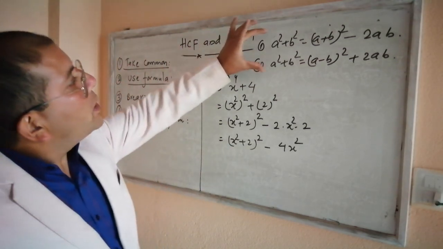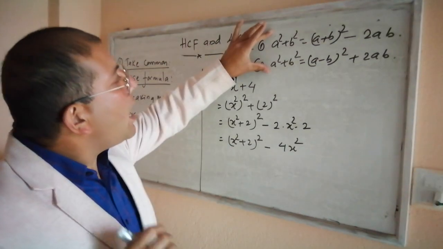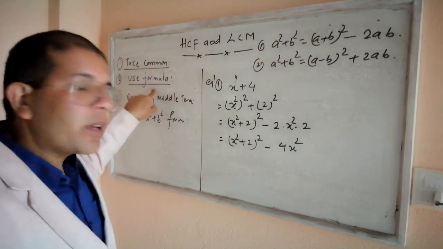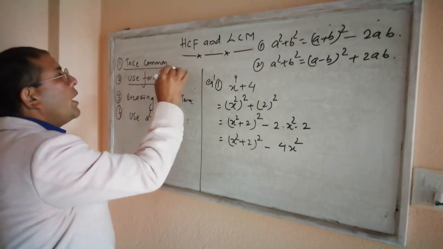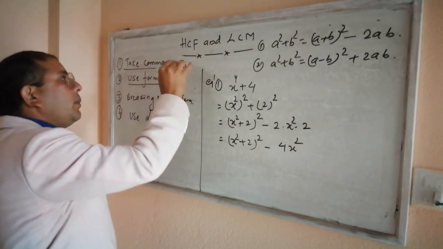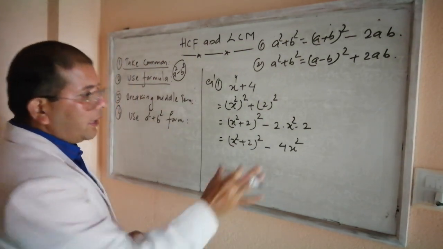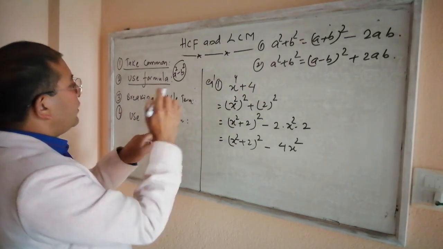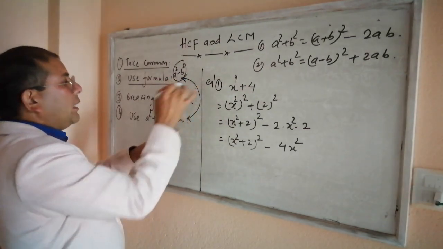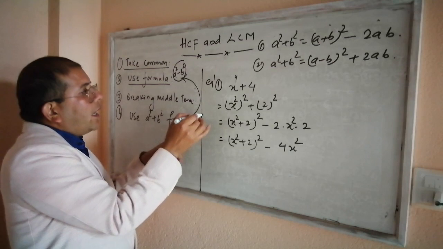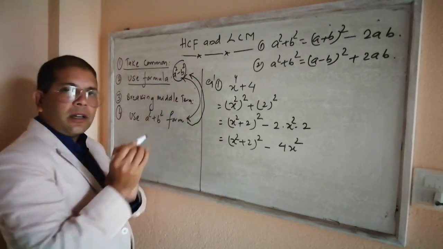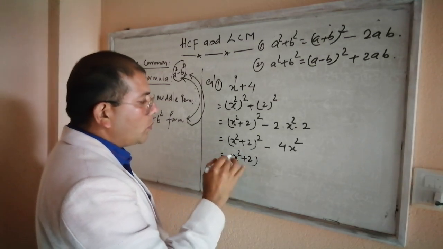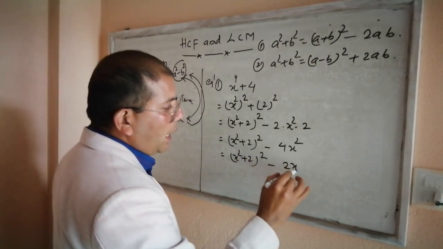Now, if you use this formula, then at last you should get it in the form of a square minus b square. If you use this formula, you must get the form of this one, otherwise it is wrong. So this is the connection between these two methods. This method you can convert into this second method. Don't forget.